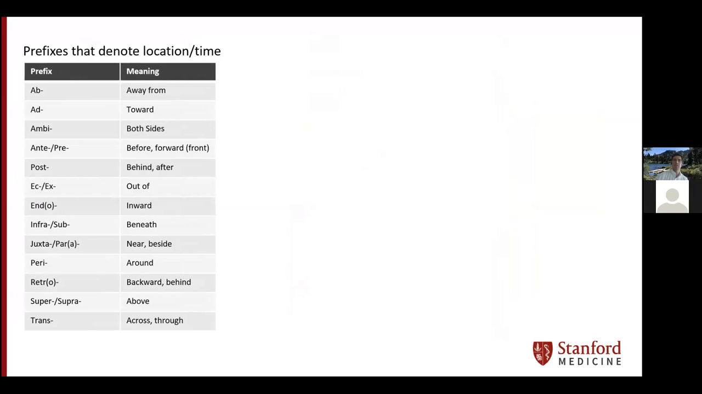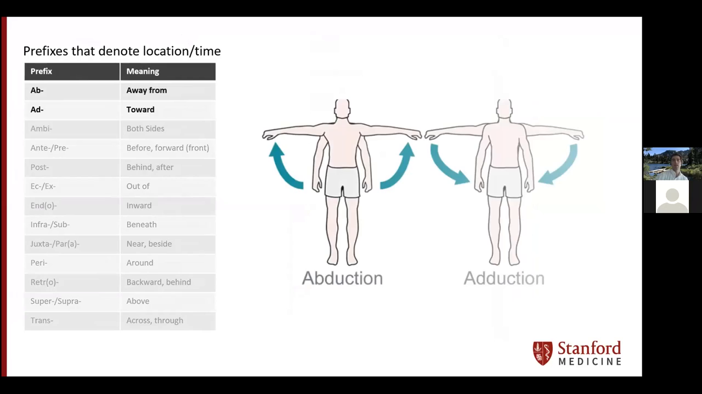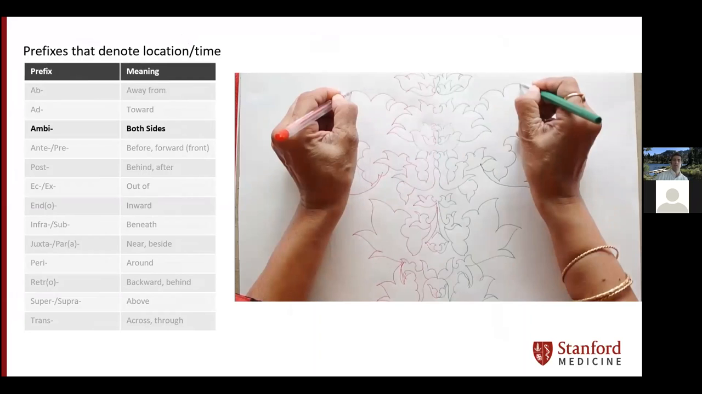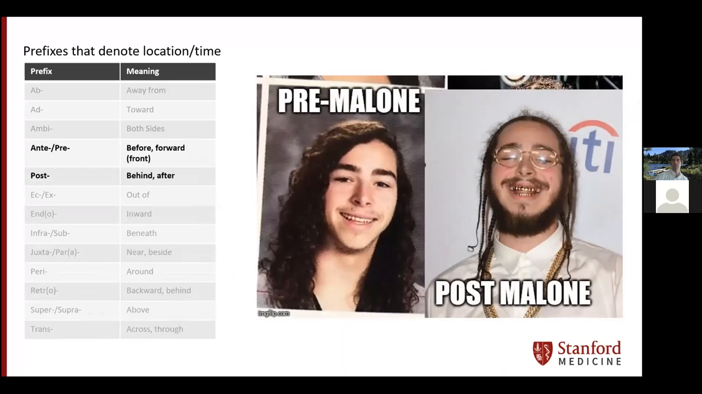The other thing that prefixes do is they can denote location and time. So abduction versus adduction tell you what direction a body part is moving relative to center, where abduction is moving away and adduction is moving towards. Ambi speaks to what sides you're using, and ambi generally talks to both sides. So an ambidextrous person can use both their hands. Ante and post define locations and time. So I don't know what malone is, but it really messed this guy up.